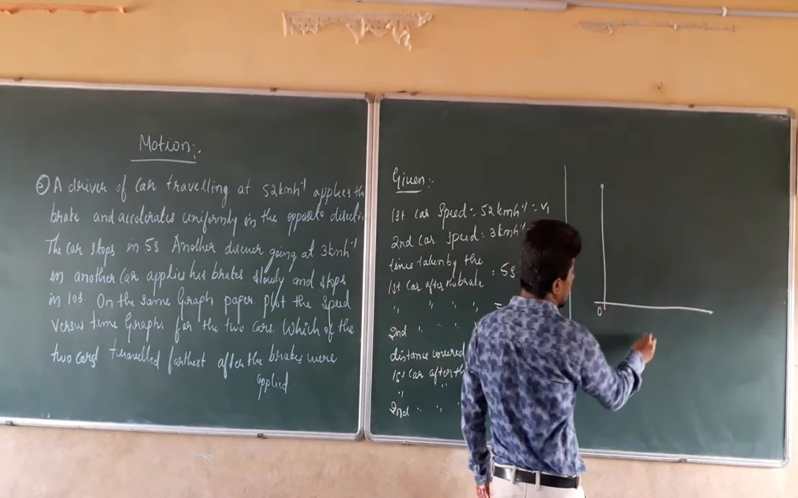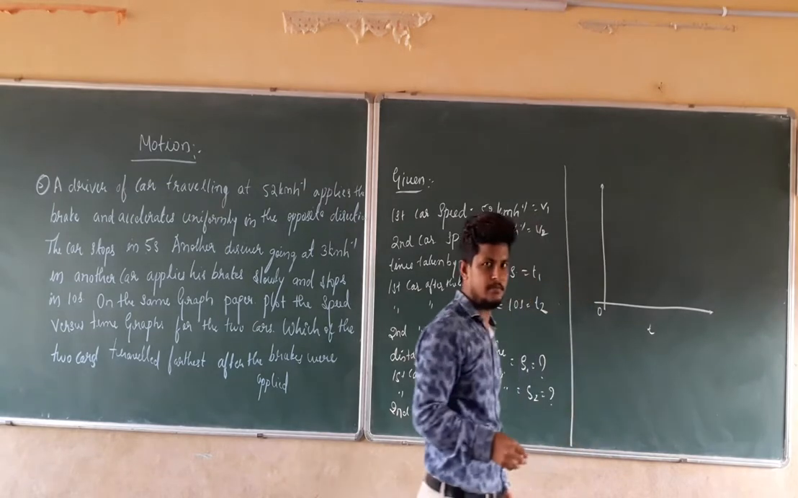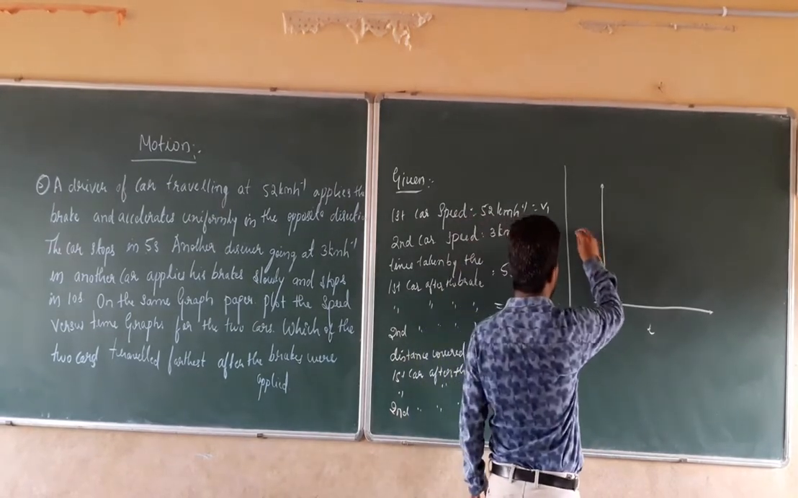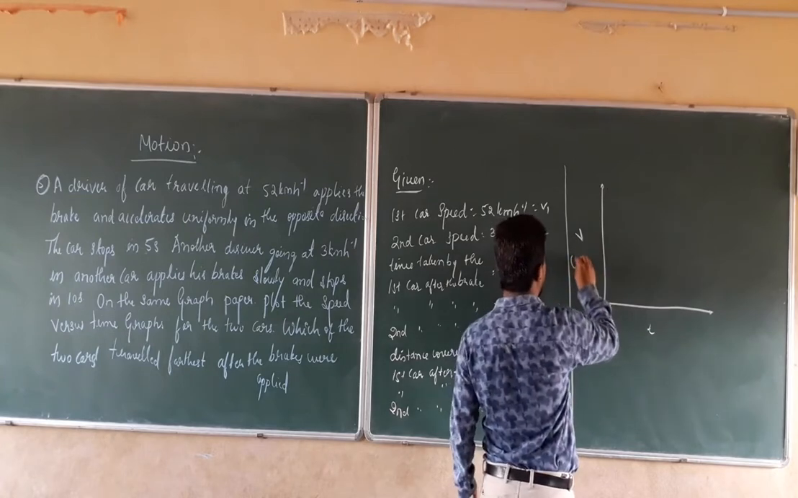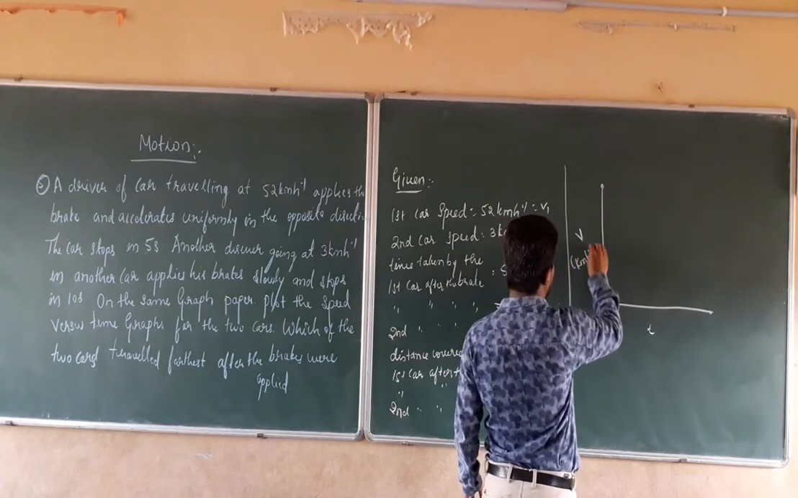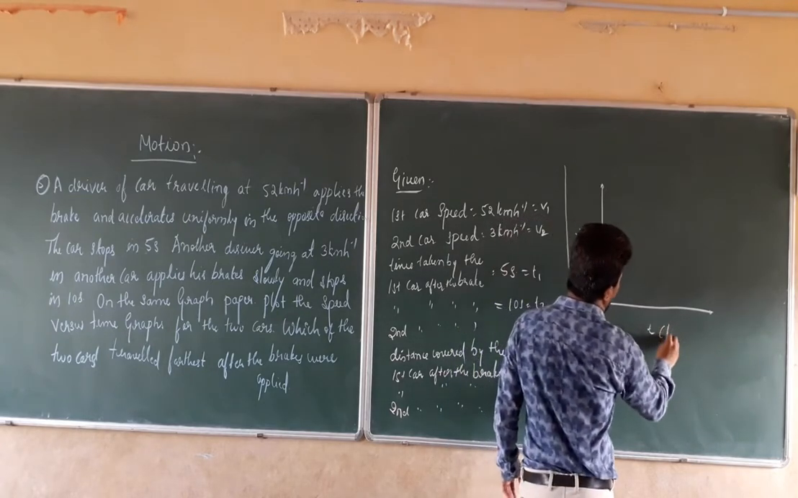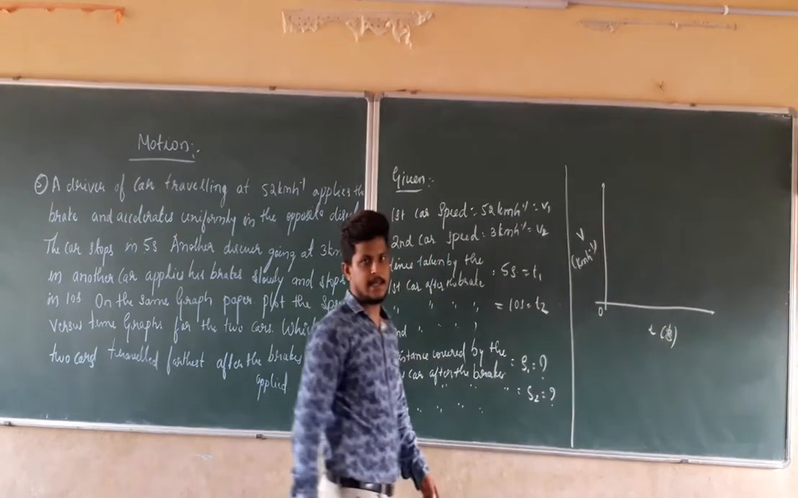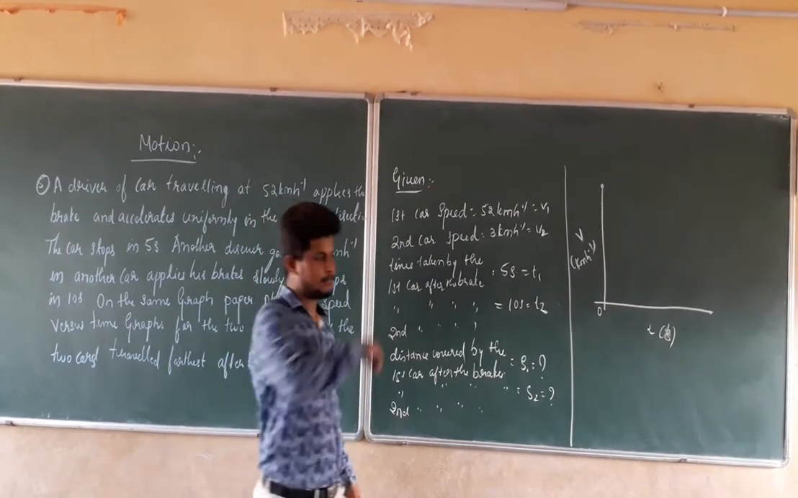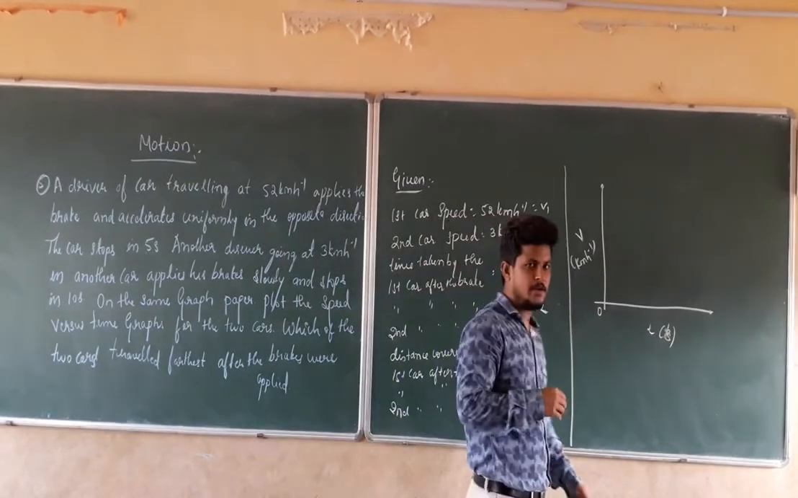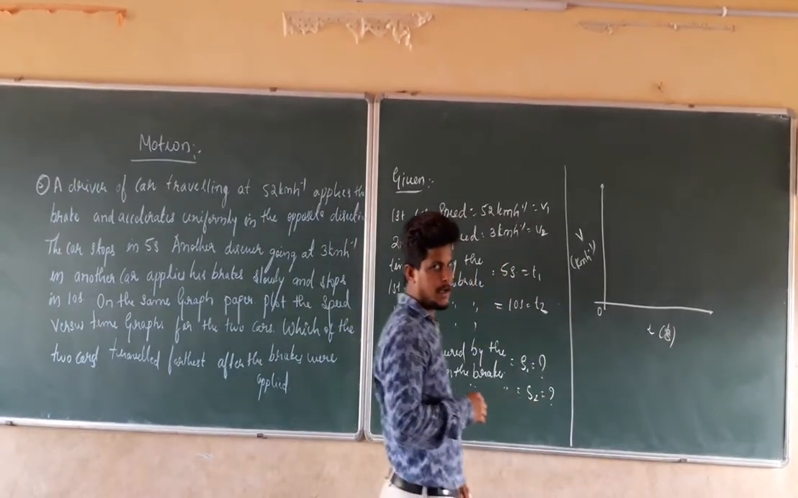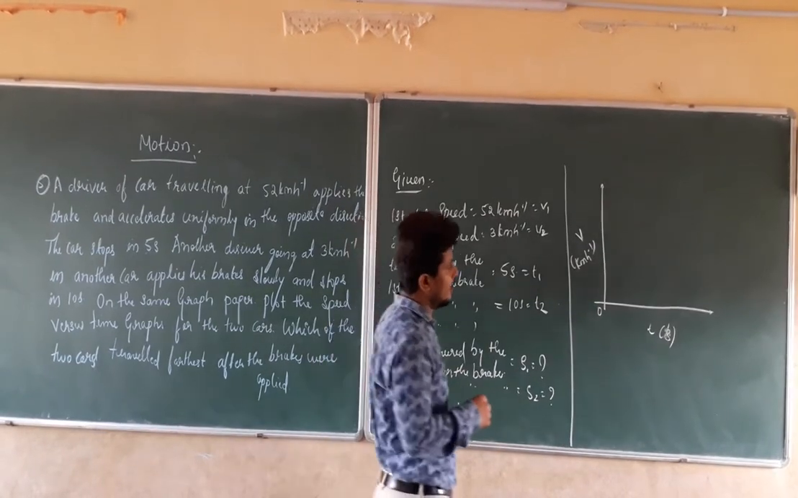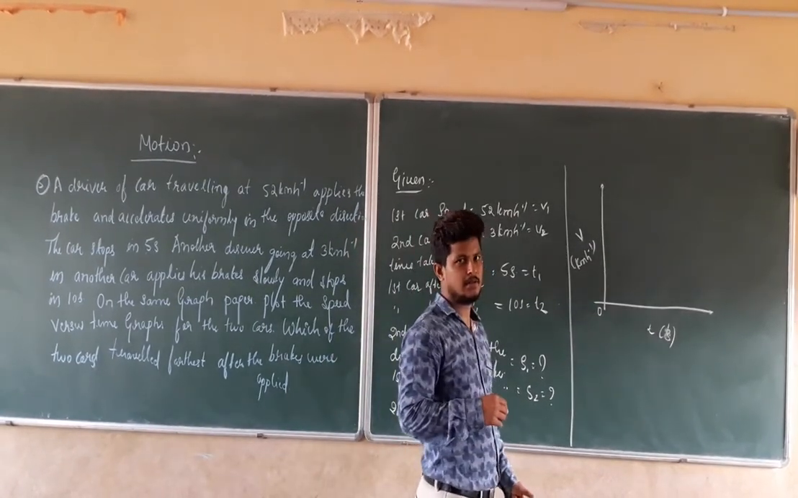This will be 0. On this axis will be time, and this y axis will be the velocity. It is in kilometer per hour, and this will be in seconds, right? So then we have to find out the total distance covered.